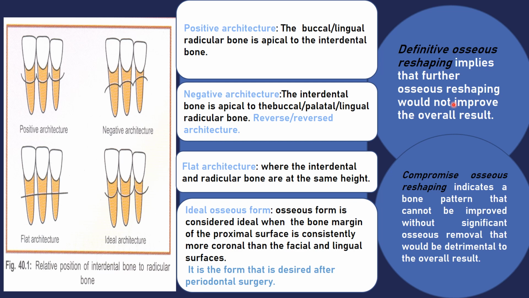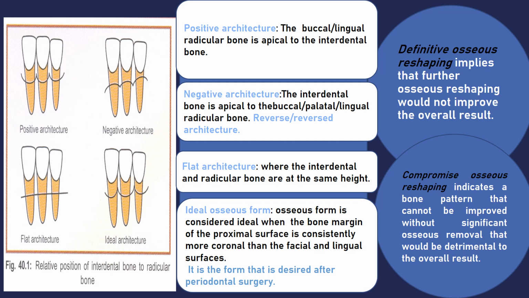So what is compromised osseous reshaping? It is any reshaping that leads to a more compromised effect on the result. It indicates a bony pattern that cannot be improved without significant osseous removal, which would be detrimental to the overall result. So hereafter we cannot do anything, because it would be detrimental to the overall result. So that is the compromise type.